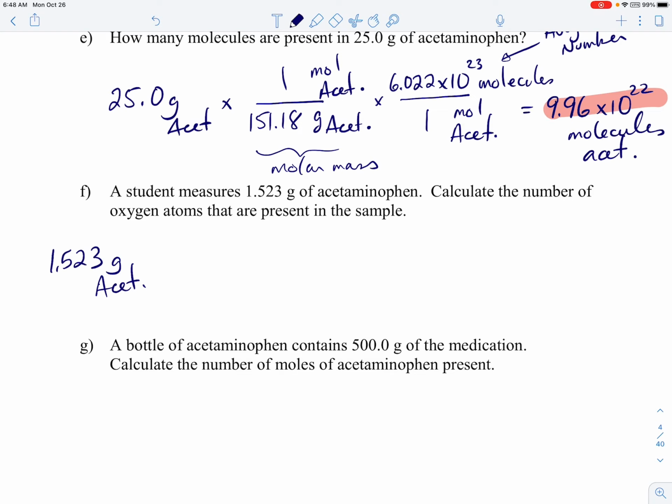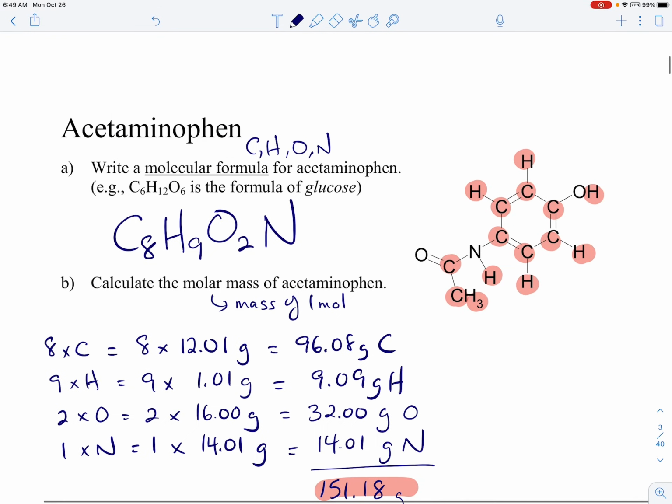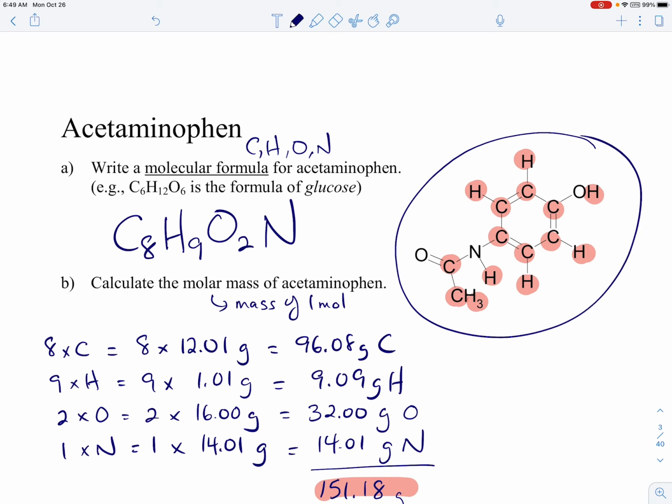Now the question is not asking for the moles of acetaminophen. It's not asking for the molecules of acetaminophen. It's asking for the number of oxygen atoms that are in that sample. Well, looking back at the chemical formula and the chemical structure of acetaminophen, you remember that in any one molecule of acetaminophen, there were 2 oxygen atoms. So you say that again, in 1 molecule of acetaminophen, there are 2 oxygen atoms.